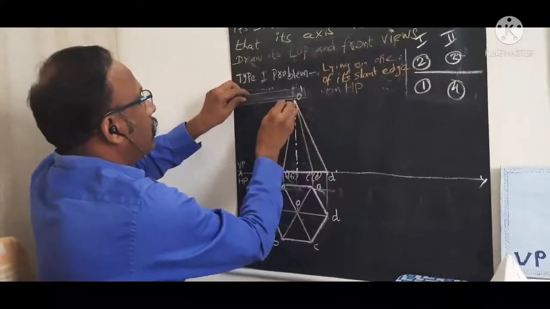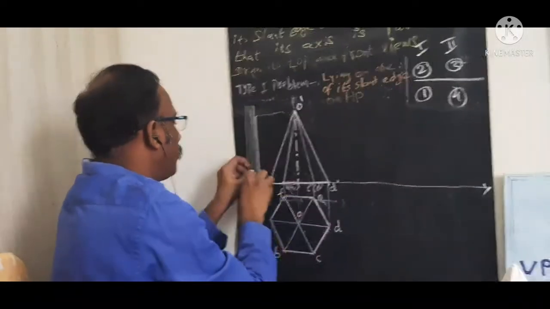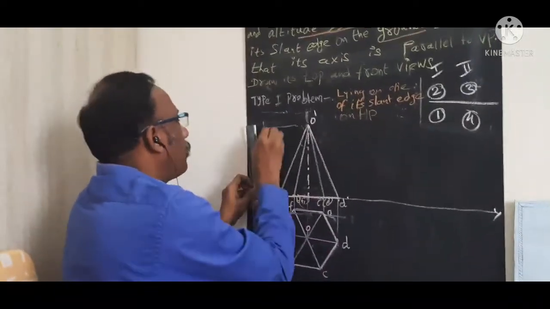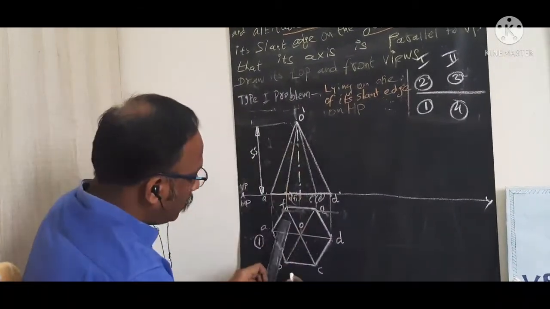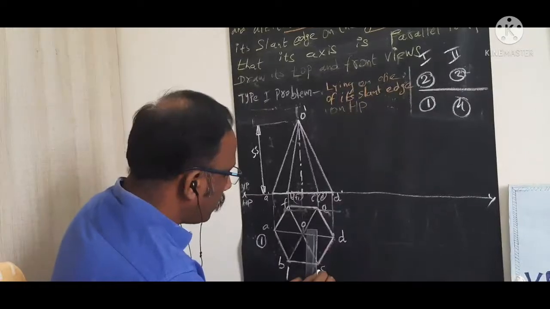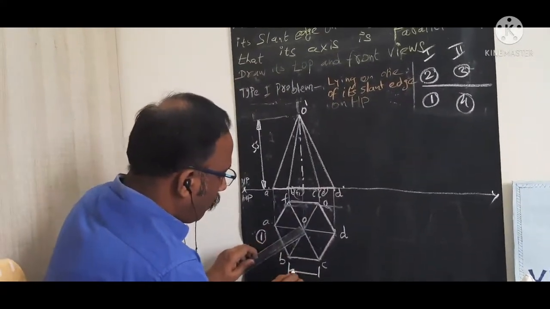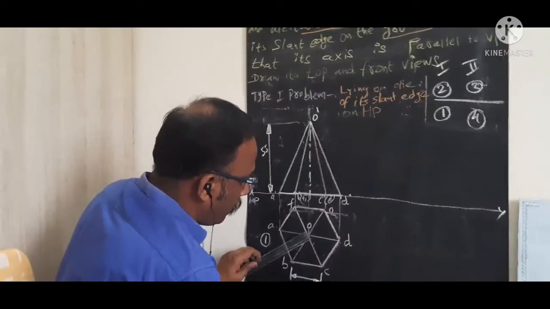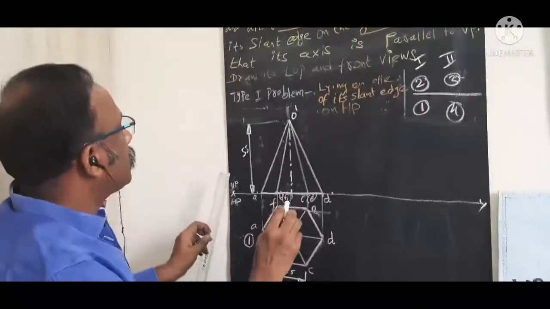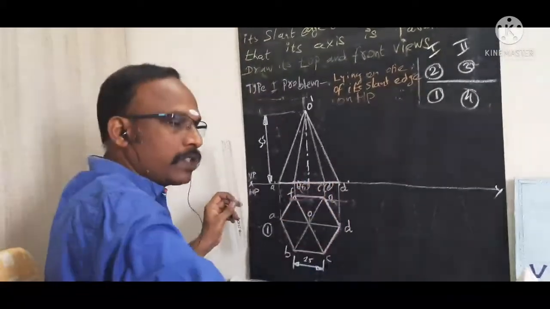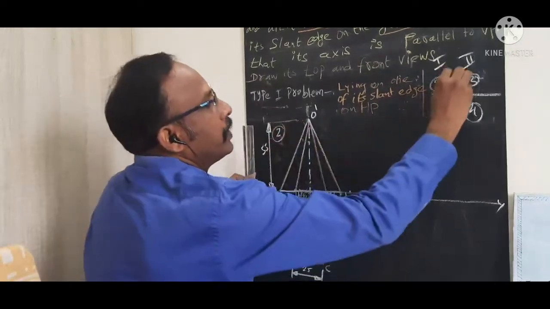Right? Now we know this height. What is the height of this particular solid? Already it is given as 55 mm. What is the side of this hexagon? It is given as 25 mm. You need to mark these dimensions also. Now step number 2 is completed.